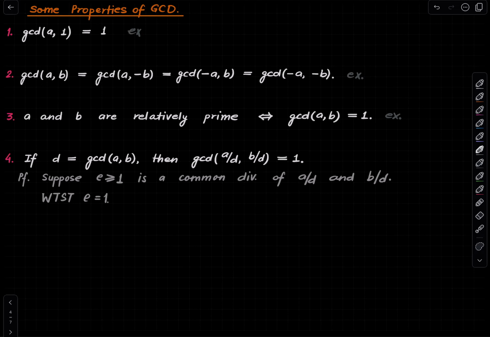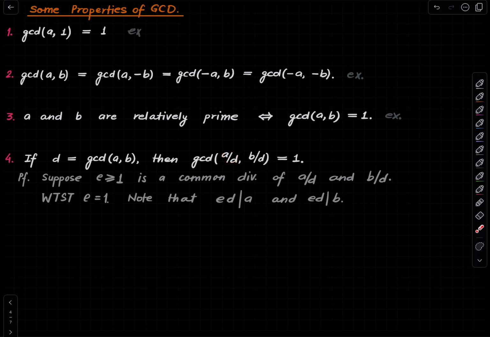Once we do that, we will have shown that the GCD of these two numbers is 1. In fact, this is precisely what we need to do. We want to show that any common divisor which is positive has to be 1. That is what it means to say that the GCD is 1. So this is what we want to do. But note that e times d is a divisor of a, and e times d is also a divisor of b. Why is that? Well, e is a divisor of a/d.